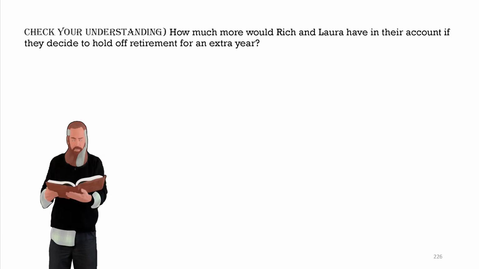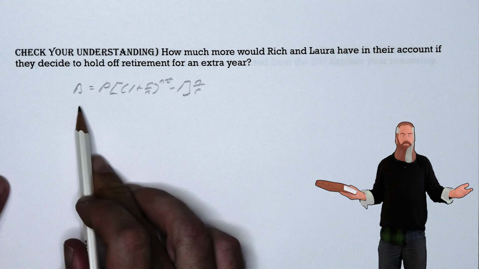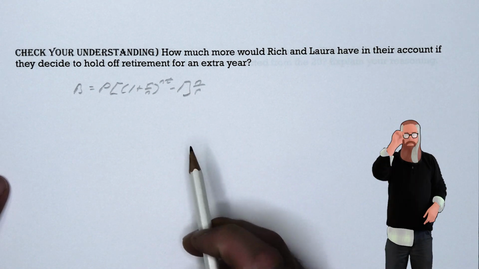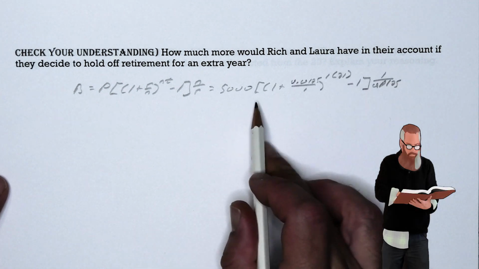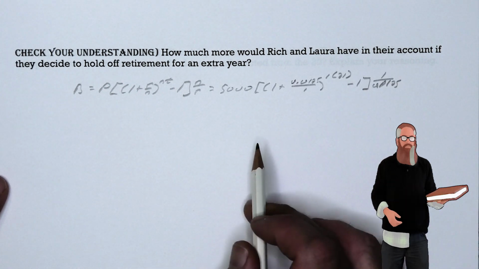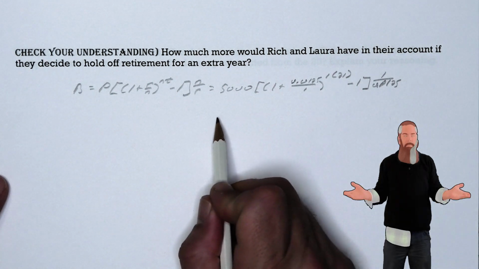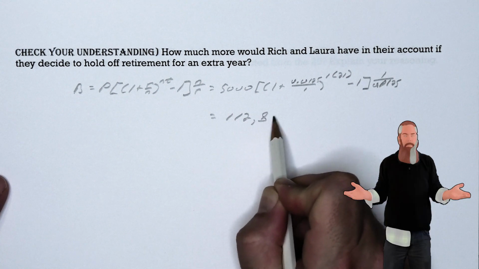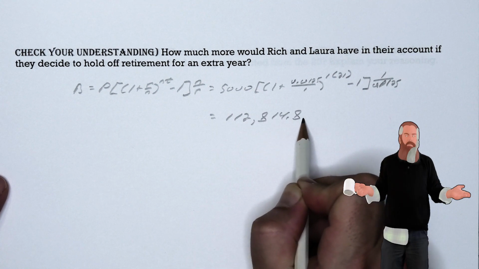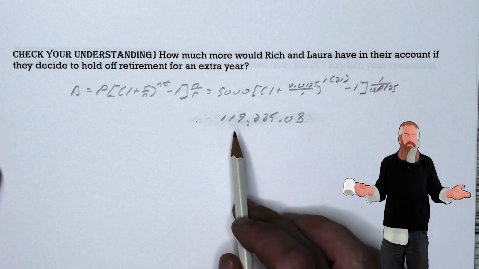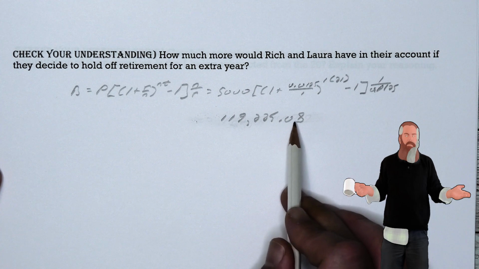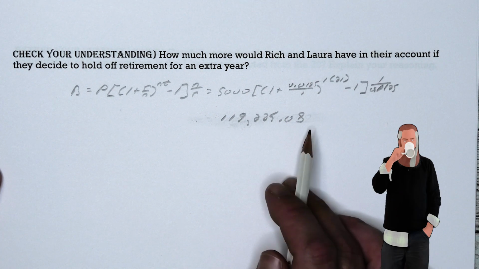So let's check our understanding of this and find out how much would Rich and Laura have in their account if they decided to hold off retirement for 1 year. So we start out by knowing what our entire formula is, and you see here I've already inversed it into the numerator. Now when we substitute all of these values in and we calculate it in the same way we did in the example, we get that they have $119,225.08.